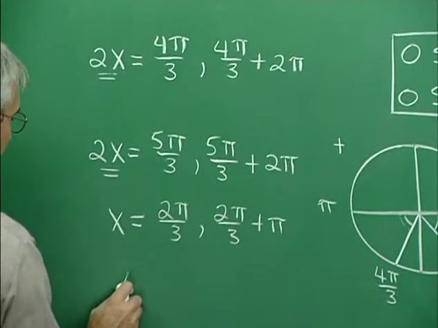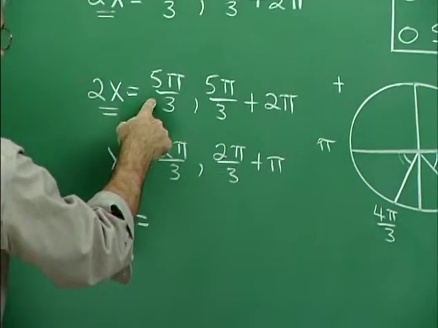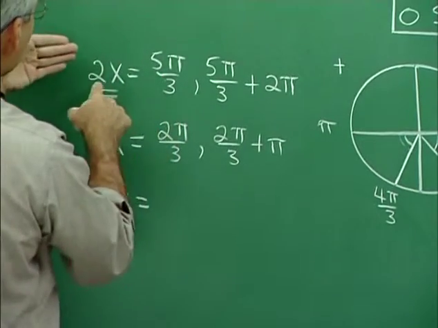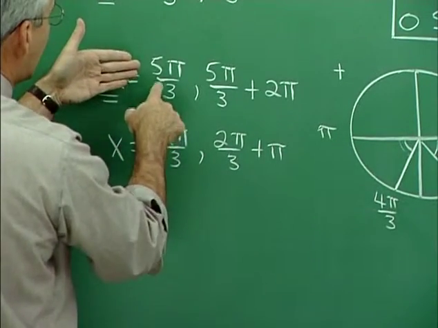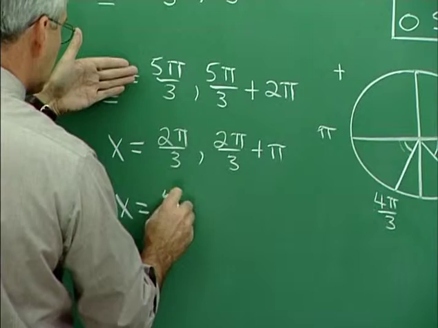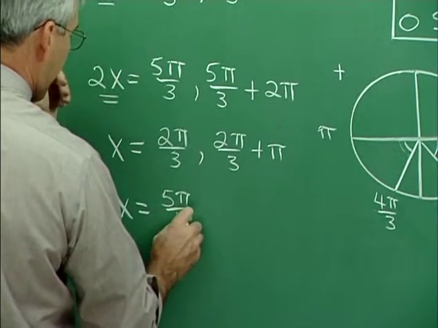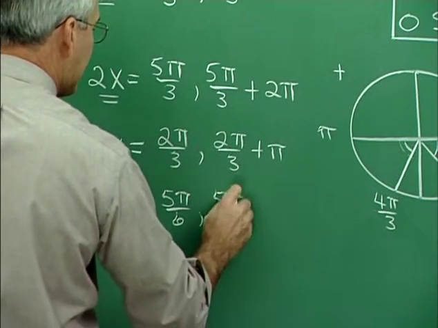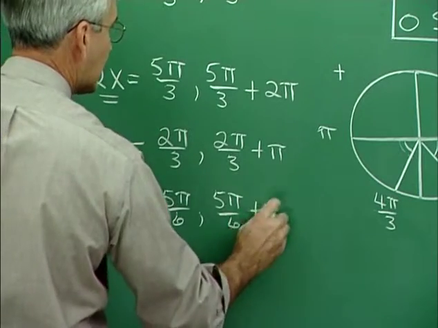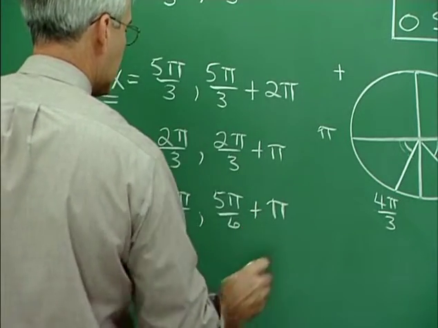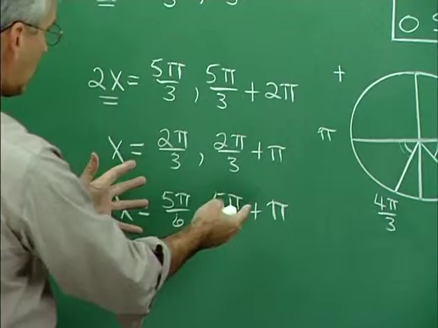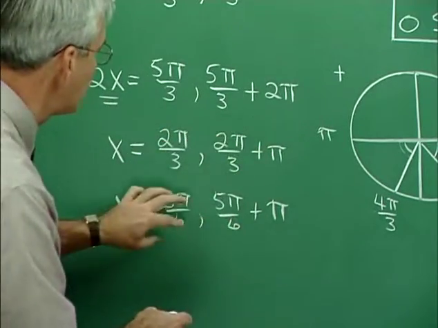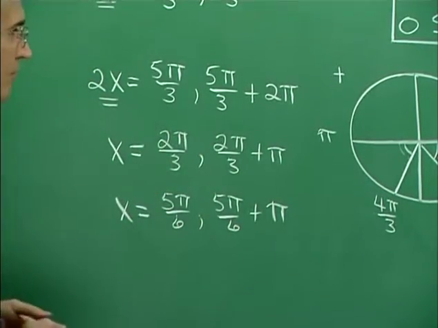And for this other one, we have x is half of this. You see, 1/2 times this side, 1/2 times this side. 1/2 over here is 5 pi over 6. And this then is 5 pi over 6 plus half of 2 pi, which is simply pi. So these then are our 4 answers to this particular problem.